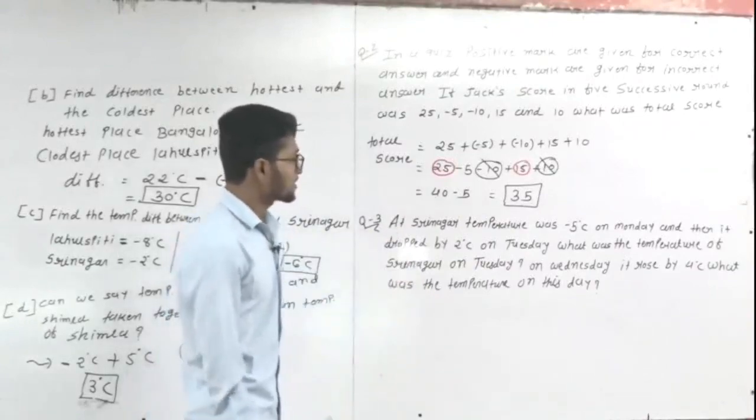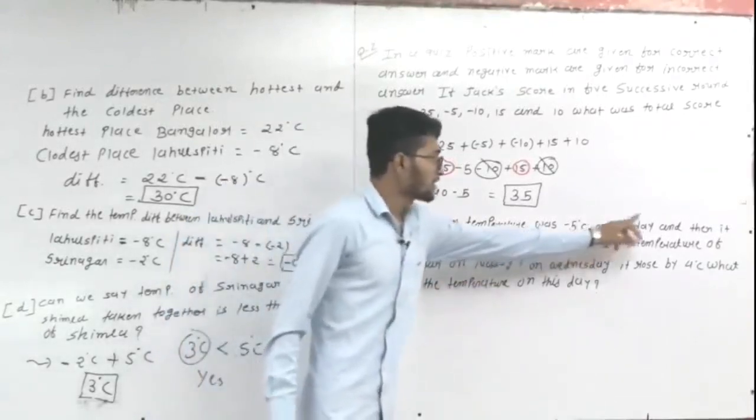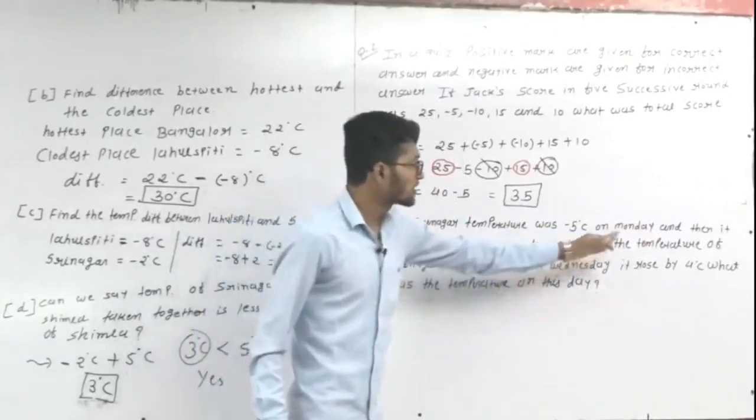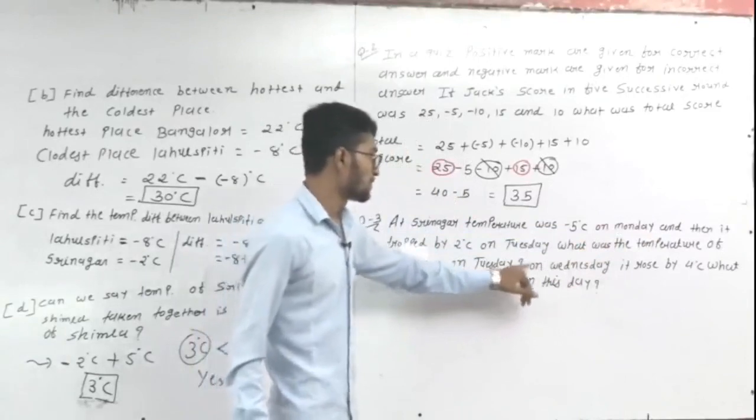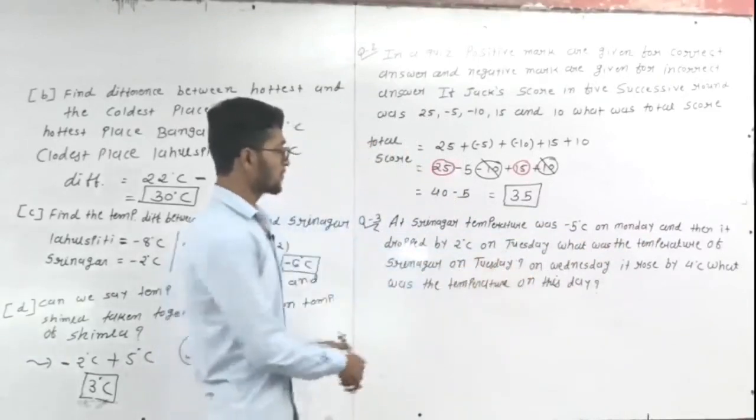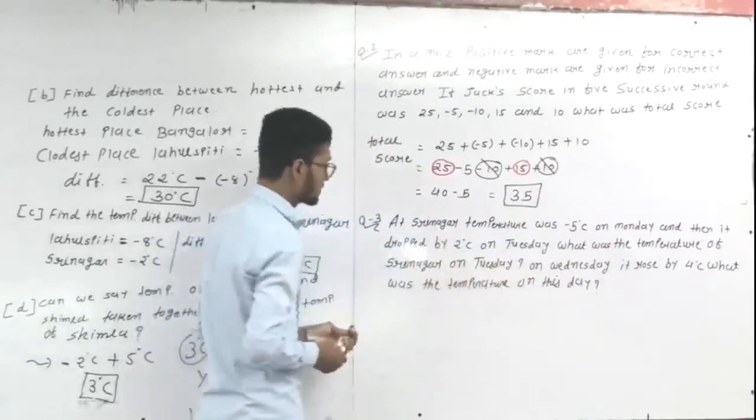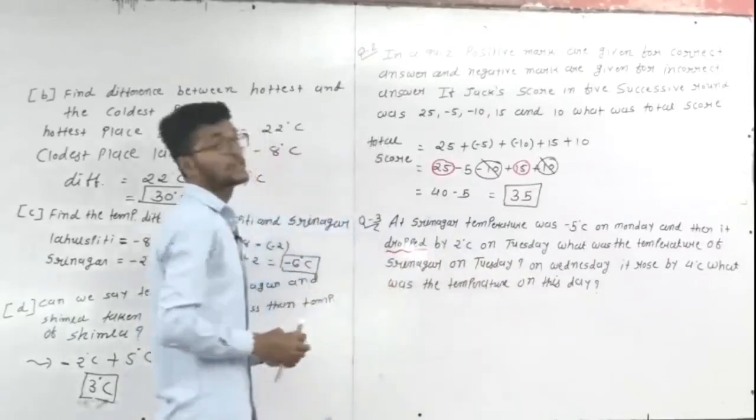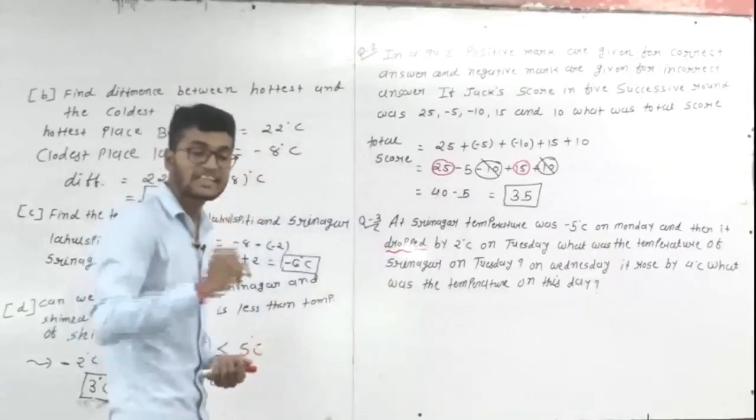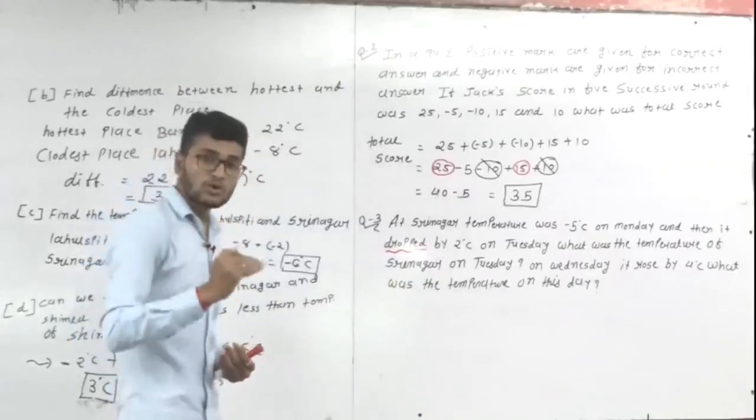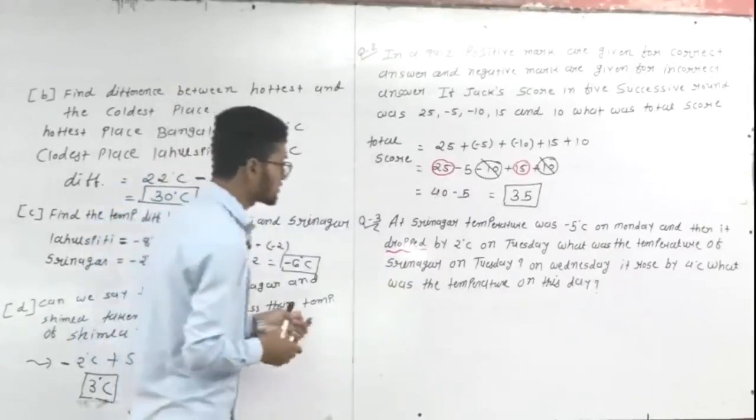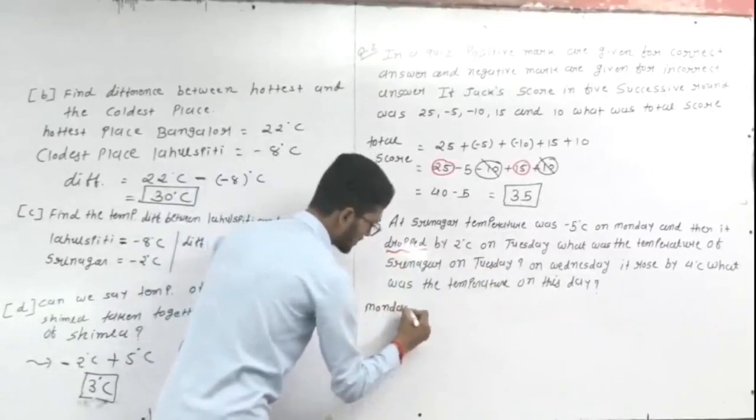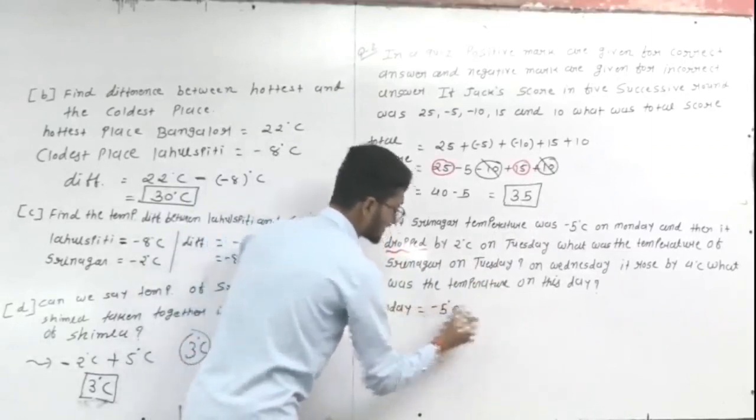Next, third question. At Srinagar the temperature was -5 degrees Celsius on Monday, and then it dropped by 2 degrees Celsius on Tuesday. What was the temperature of Srinagar on Tuesday? First of all, here are two questions, so we will find our first question. See, one word is used here, students: dropped. So what do you mean by dropped? Drop means falling, going from high to low. First of all, the Monday temperature. What is the temperature of Monday? It means minus 5 degrees Celsius.